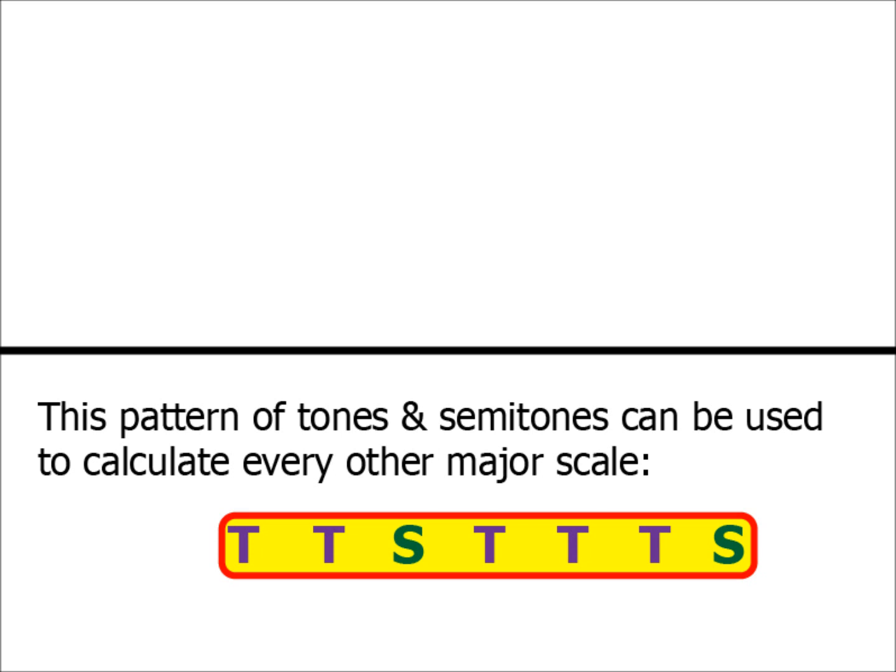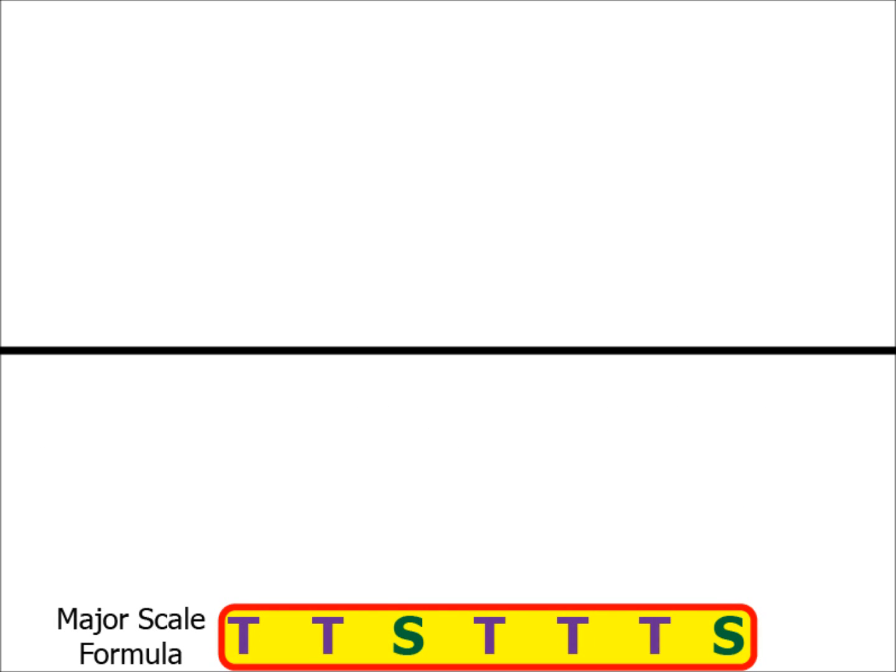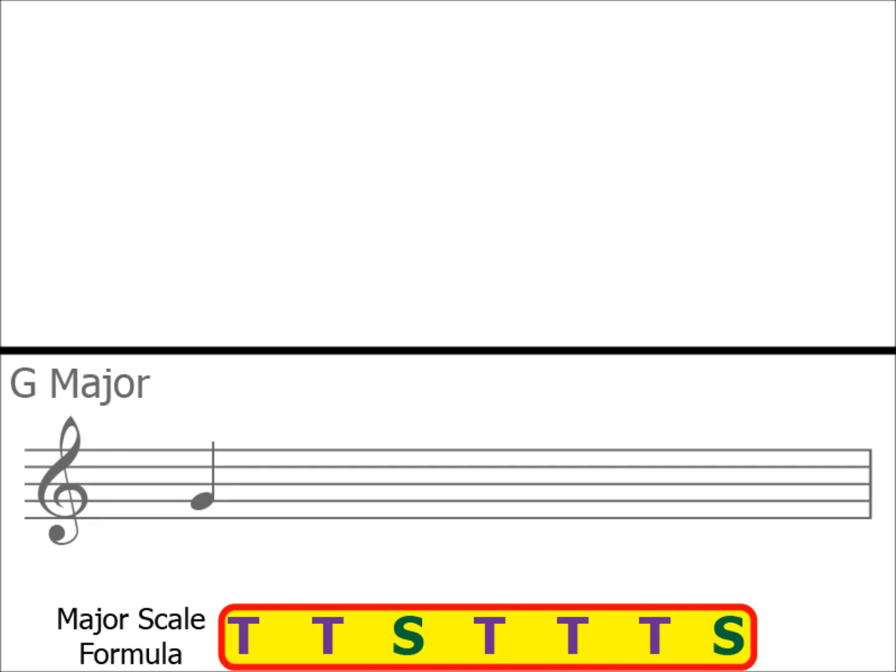I said a moment ago that this scale is called C major for two reasons. Firstly, because it starts and ends on a C. You've just discovered the second reason, this pattern or formula of tones and semitones. It can be used to calculate every other major scale. Let's use this formula to help us calculate G major. I'll pop the formula at the bottom of the screen. Okay, G major.